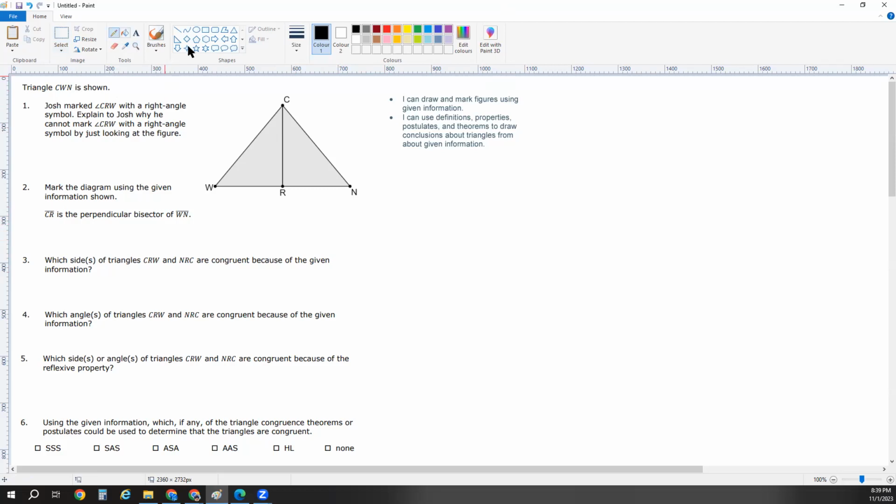I'm going to pick out some pencils, and that seems to be probably the right thing there. All right, so we have this triangle CWN, and it's with a right angle going through the middle, CRW, the right angle right in the middle. Okay, we'll put a little right angle right in the middle to show that.